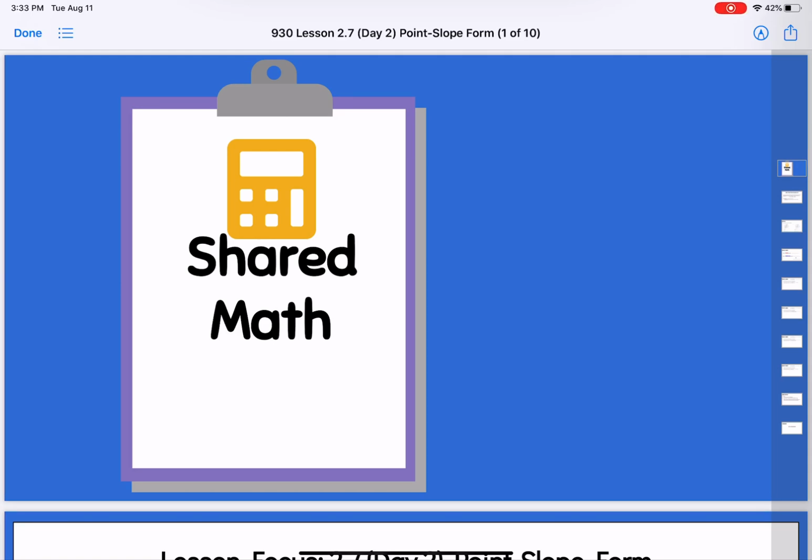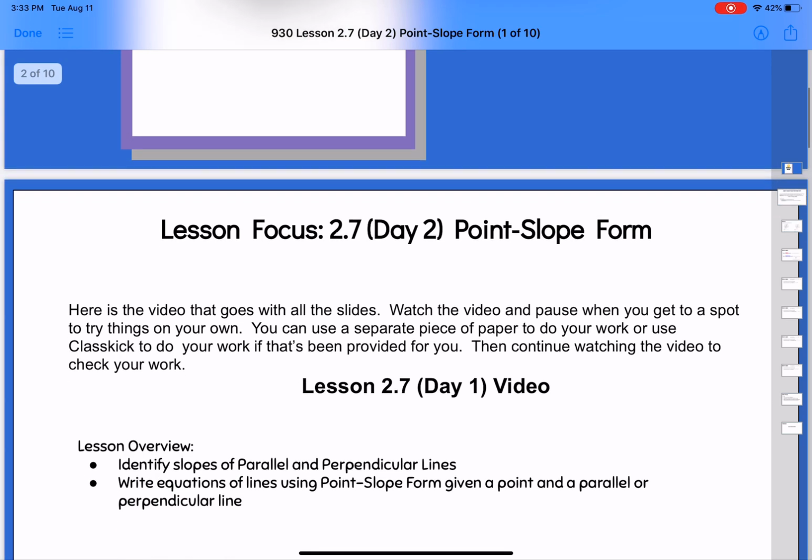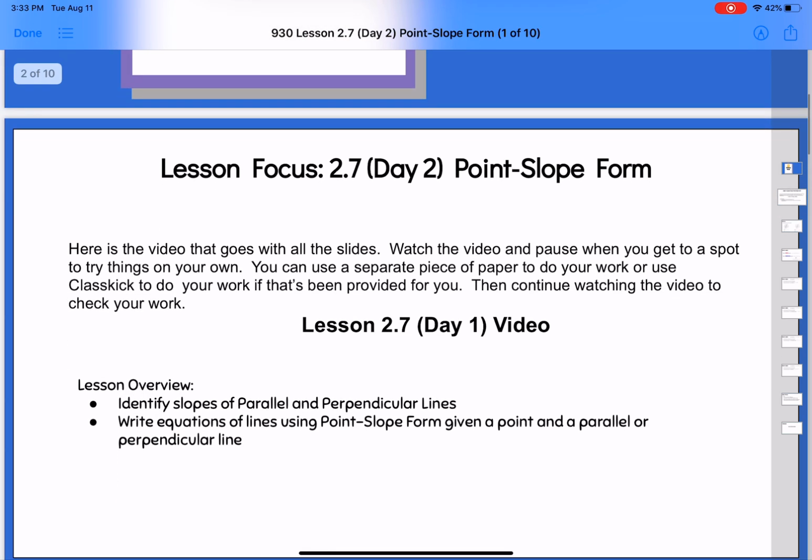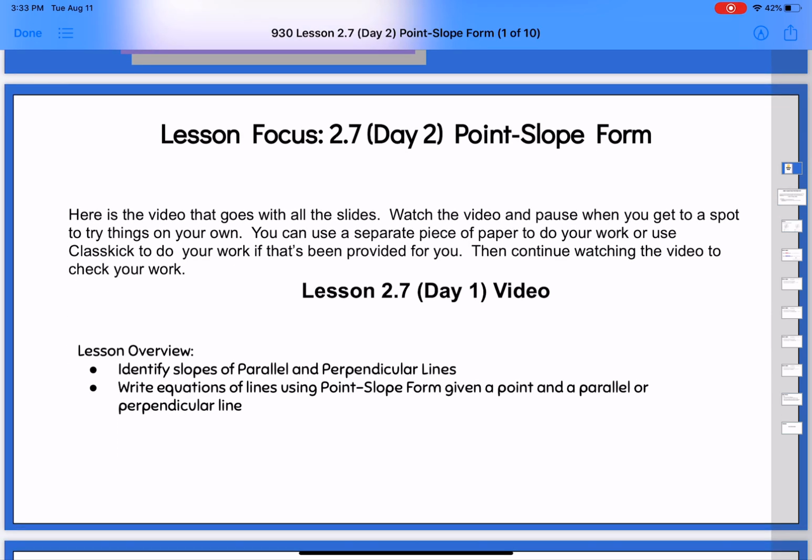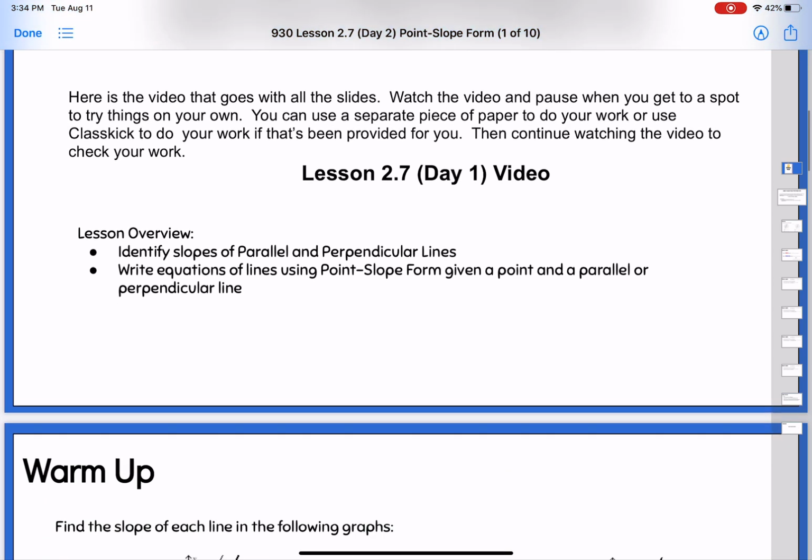Our second day on point slope form today, 2.7 day 2. So we're going to do some more with point slope form. We're going to take it a step farther today and talk about parallel and perpendicular lines. So we're going to make sure that we understand what the slopes of parallel and perpendicular lines look like. And then we're going to use that idea of parallel and perpendicular lines in order to write equations in point slope form. So that is our goal for today.